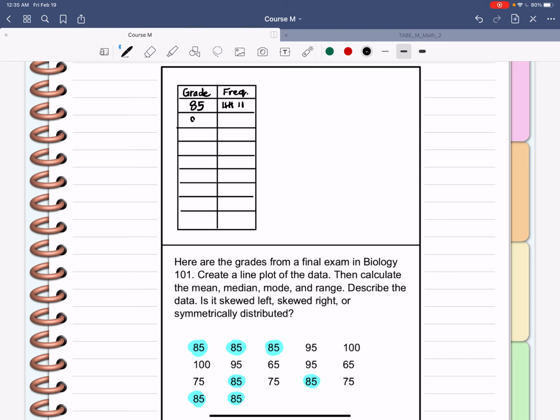Then I see a 95. And we had 1, 2, 3 students who did 95. Then we had 2 people who scored a perfect score, 2 100s. And then we had 2 people who scored a 65. And then we have 3 people who scored a 75.